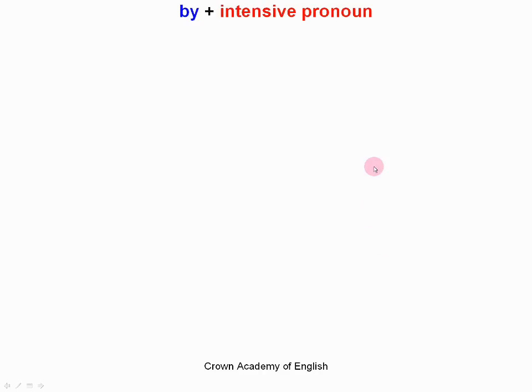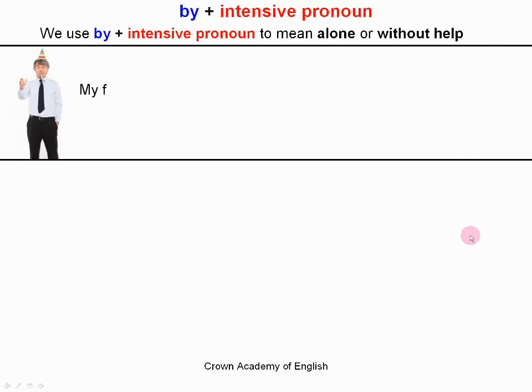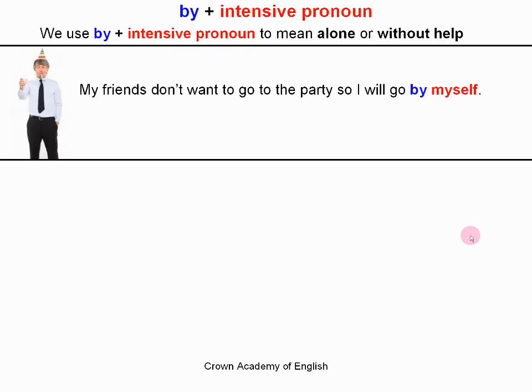Now there is a specific expression with intensive pronouns. We can say the word by plus an intensive pronoun. And it means alone or without help. Example: my friends don't want to go to the party, so I will go by myself. I will go by myself, it means I will go alone.